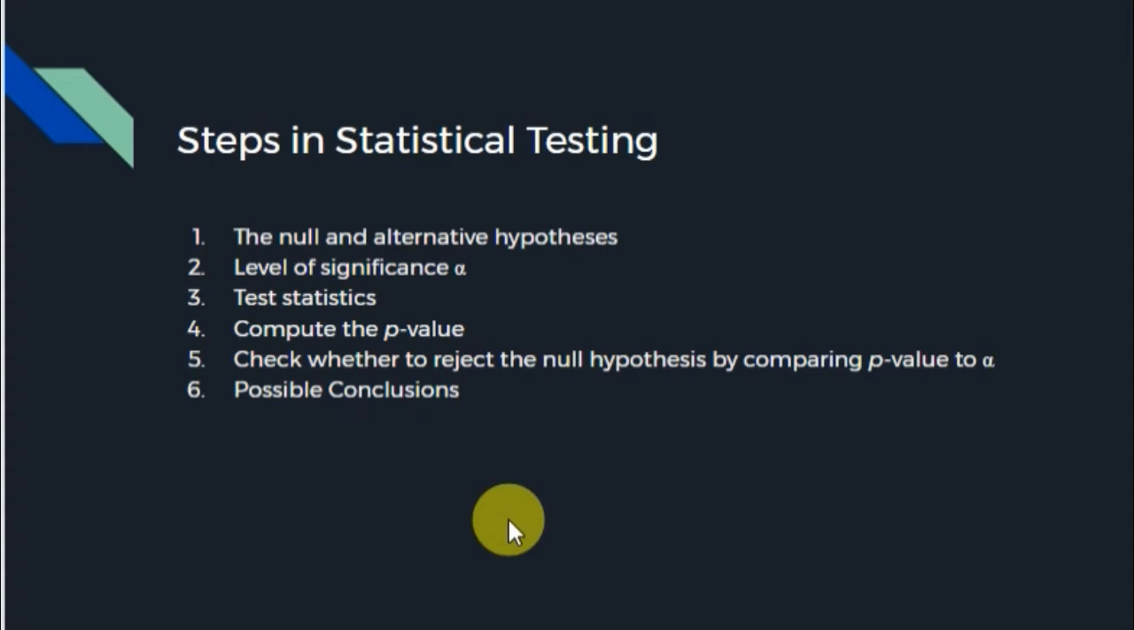Then decide either to reject the null hypothesis in favor of the alternative or not reject it. The decision rule is to reject the hypothesis if the observed value, which is the p-value, is in the critical region, or to accept or fail to reject the hypothesis otherwise. These are the steps in statistical testing.